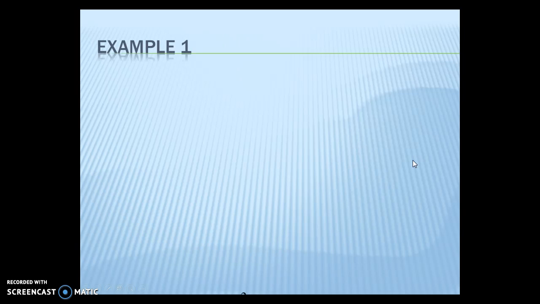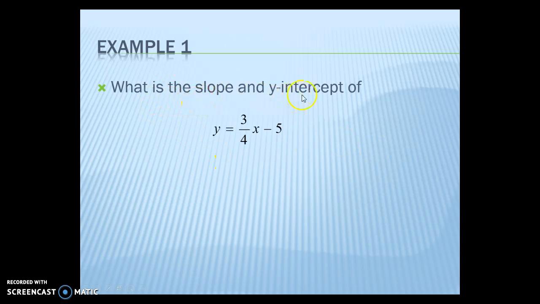All right, so in example 1, what is the slope and the y-intercept of y equals 3/4 x minus 5? This would be another example I write down. And if it were me, I would just circle the 3/4 and say that this is the slope of the line. So it's a positive 3/4, so from every good point, it would go up 3, forward 4. Okay, and then the minus 5 is the y-intercept. And that is what we have to do in example 1.